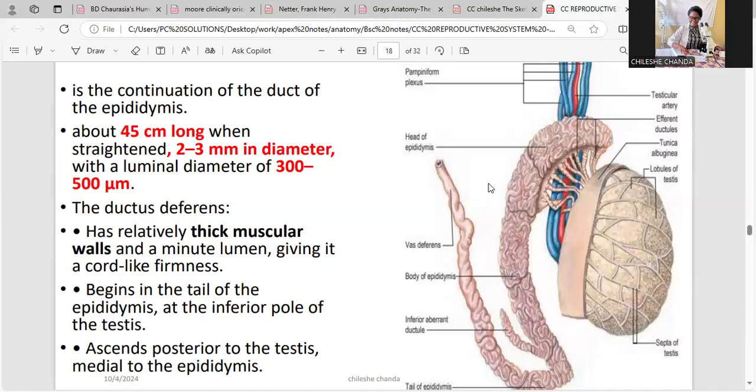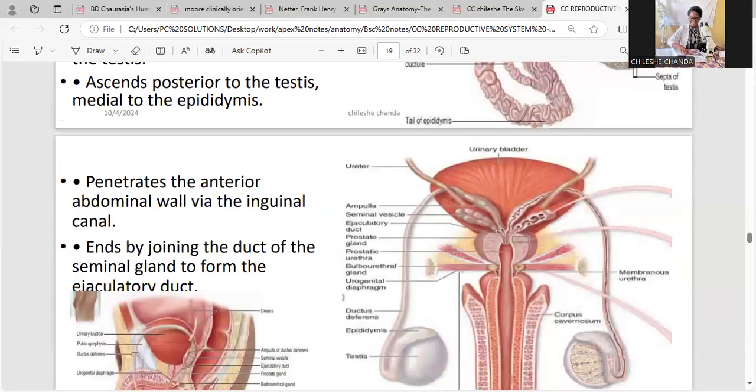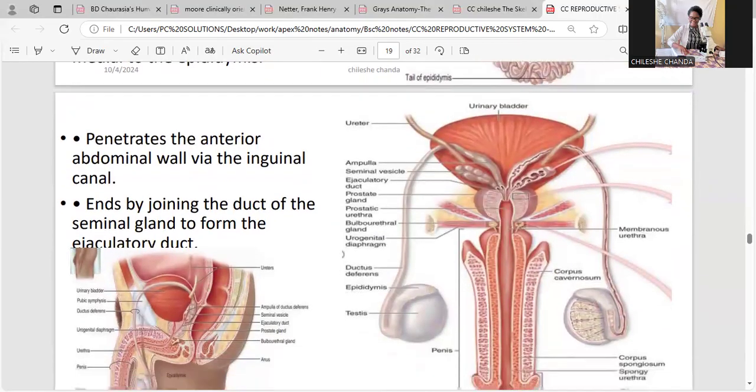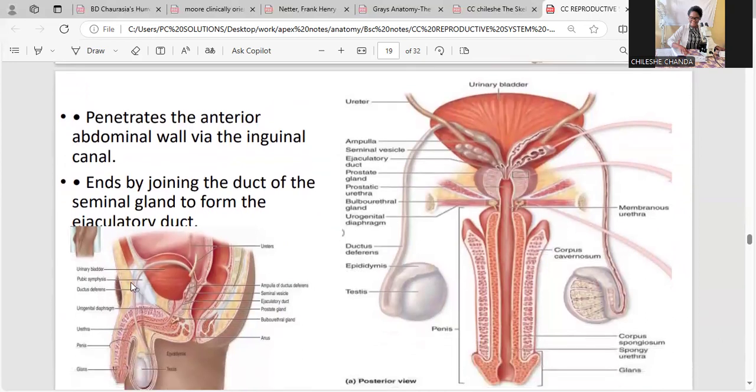So yes, what this means is that the inner lumen is very small. The muscle of the vas deferens is thick, so it has relatively thick muscular walls. Okay, this is so that there is propulsion, there is a lot of contraction as the sperm is passing through to be ejaculated. It begins in the tail of the epididymis at the inferior pole of the testis, and ascends posterior to the testis, medial to the epididymis. It penetrates the anterior abdominal wall through the inguinal canal. All right, so there is a canal here known as the inguinal canal.